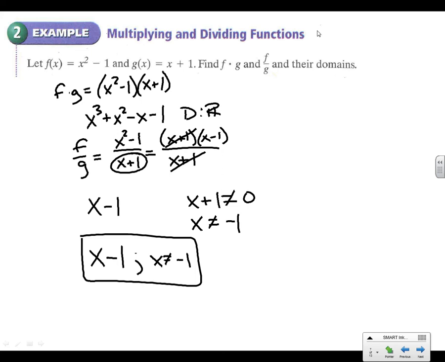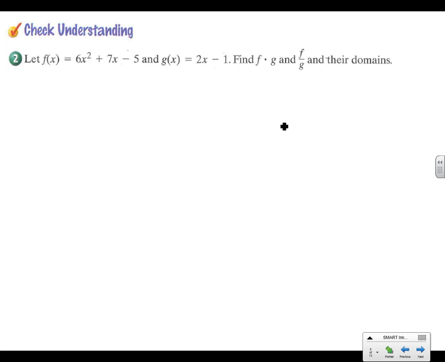So usually when we have problems with the domain, it's going to come from dividing, but not always. And we'll see more of that as we move on with Algebra 2, and a lot of this happens in pre-calculus when we get there. So in any case, try understanding check number 2.